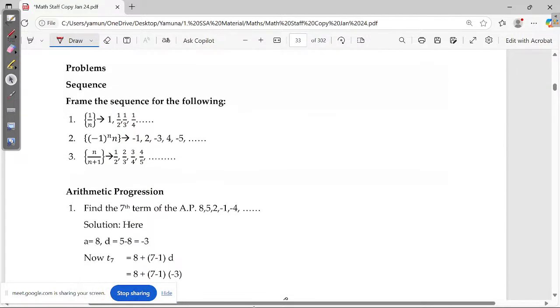Under arithmetic progression, this falls under category 1, okay? Try to understand the problem. Find the seventh term. What are they asking? Seventh term. What do you mean by seventh term?